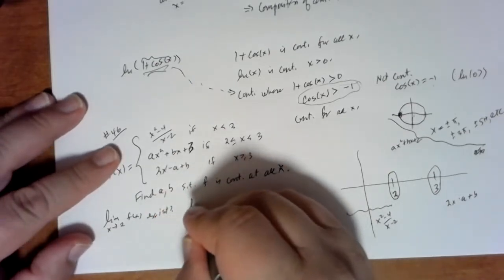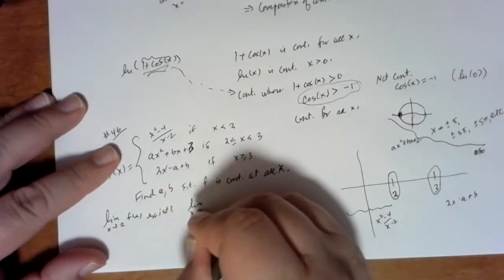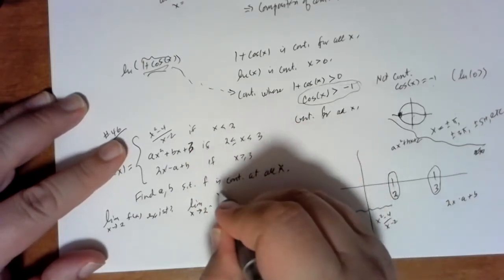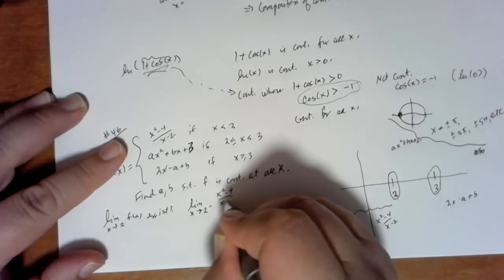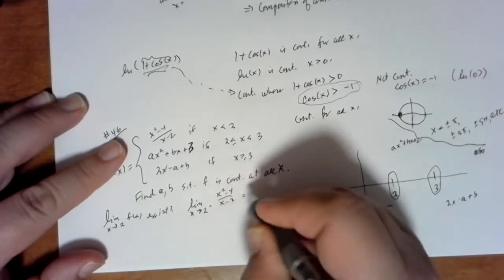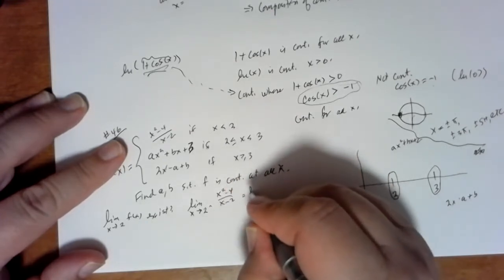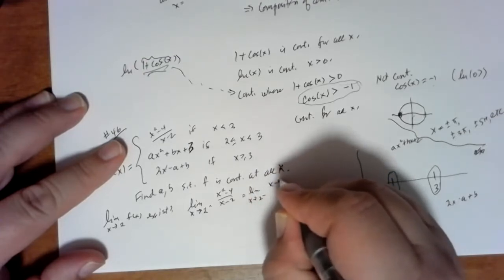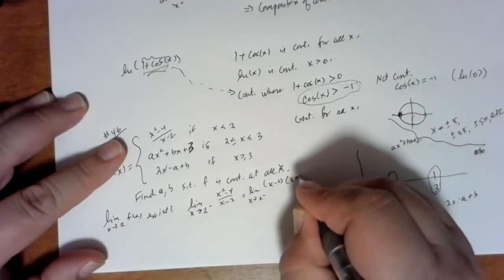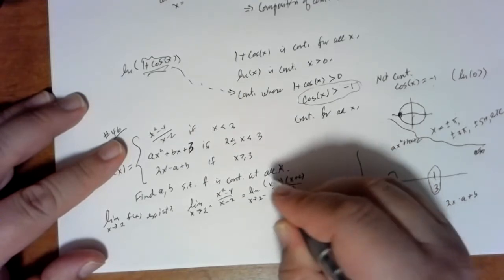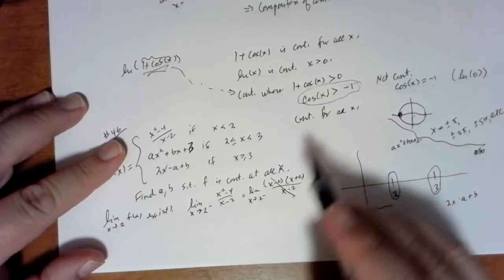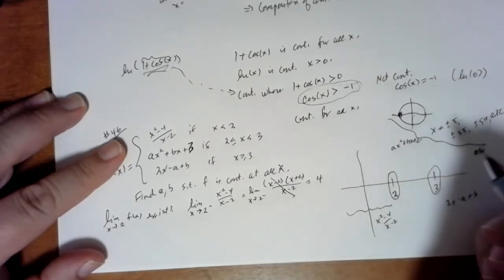Well, the limit depends on which direction you use, right? Because if we go from the left, we're going to be using x squared minus 4 over x minus 2, which is, did you see the cancellation there? That's going to be x minus 2 times x plus 2 divided by x minus 2. And so coming in from the left, we're going to end up at 4.